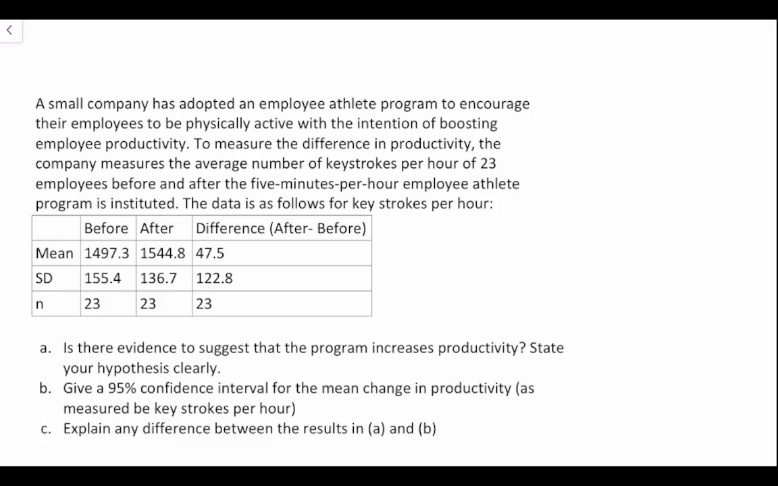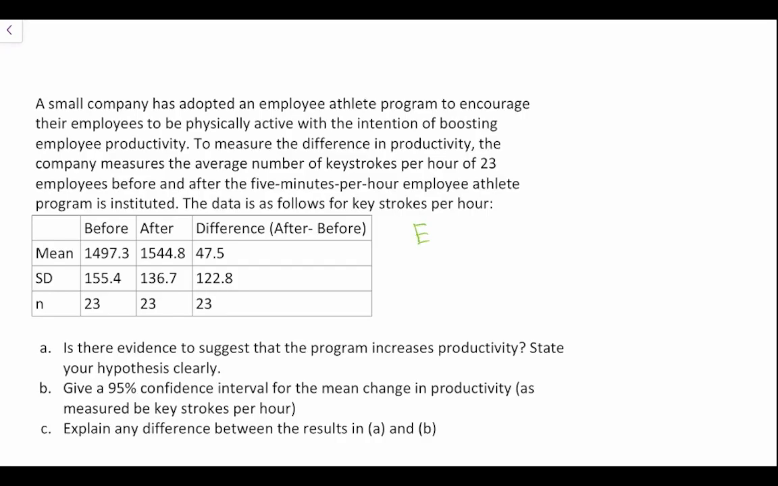Nicely, the question has given us a lot of information. They've given us the measurements before and the measurements after. We have a mean of 1497.3 before with a standard deviation of 155.4 and a sample size of 23. After, we have a mean of 1,544.8, a standard deviation of 136.7, again with the same sample size of 23. Nicely, this question isn't going to make us calculate the difference. They've given it to us, so we have the difference of after minus before.